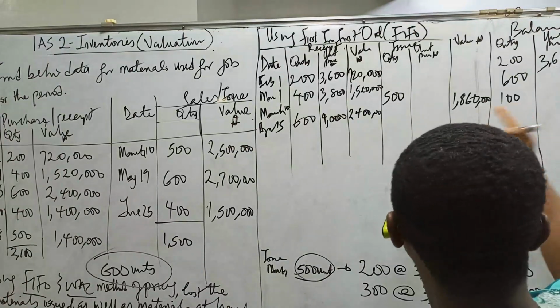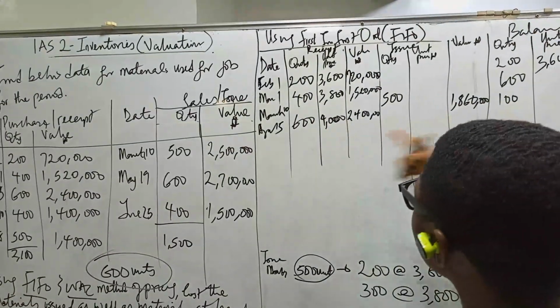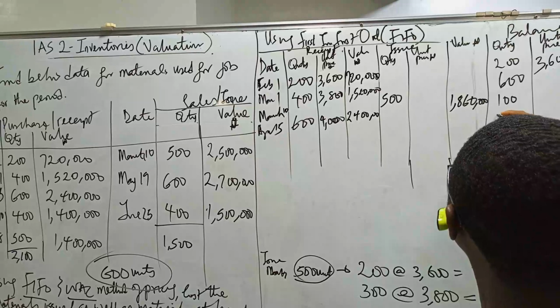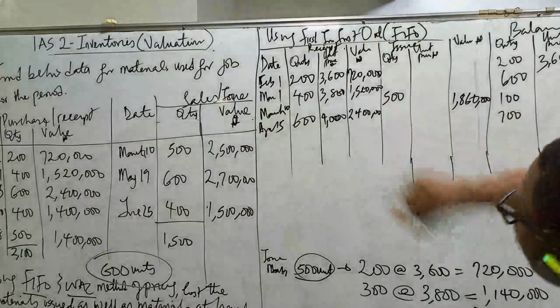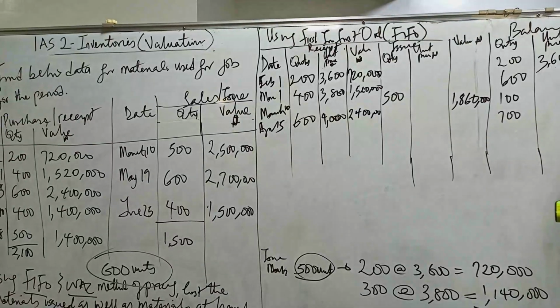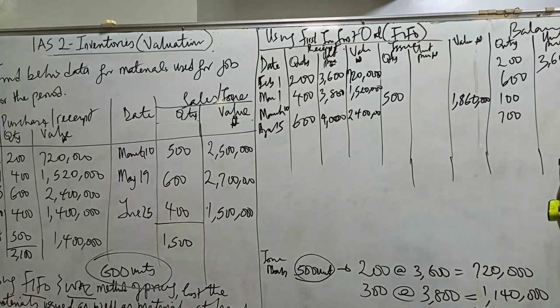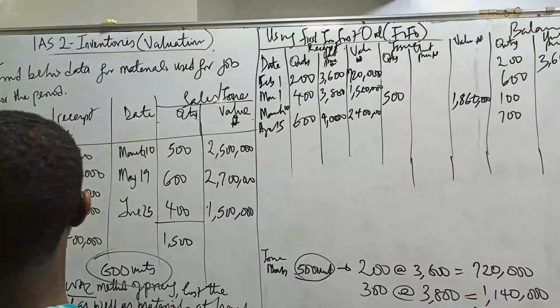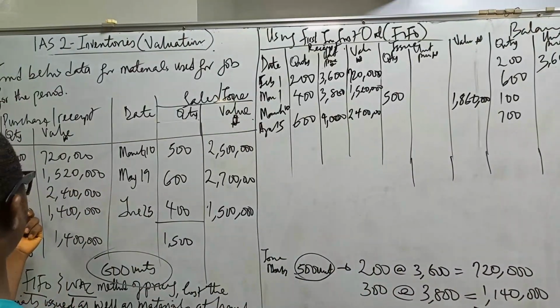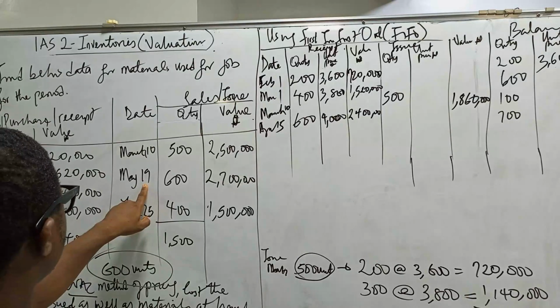So now this is an addition. We add it to our balance. 100 plus 600 will give us 700 units. Again, we add this 380,000 to what we have here, and that will give us 2,780,000 naira. So we go ahead again. Between these dates, there was no issue. The next issue was on the 19th of May.